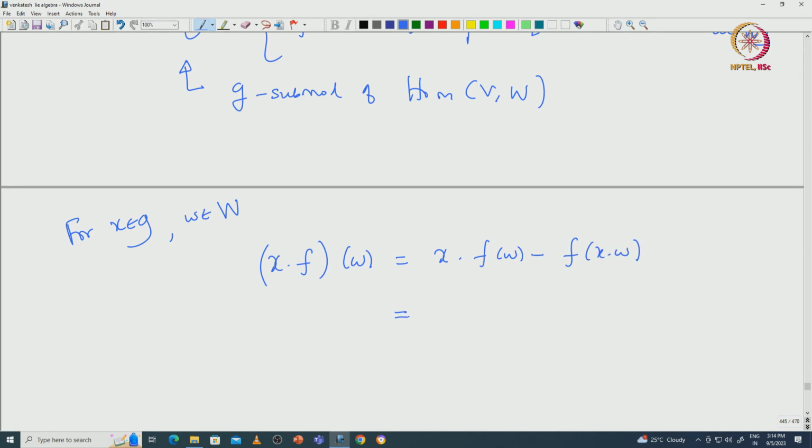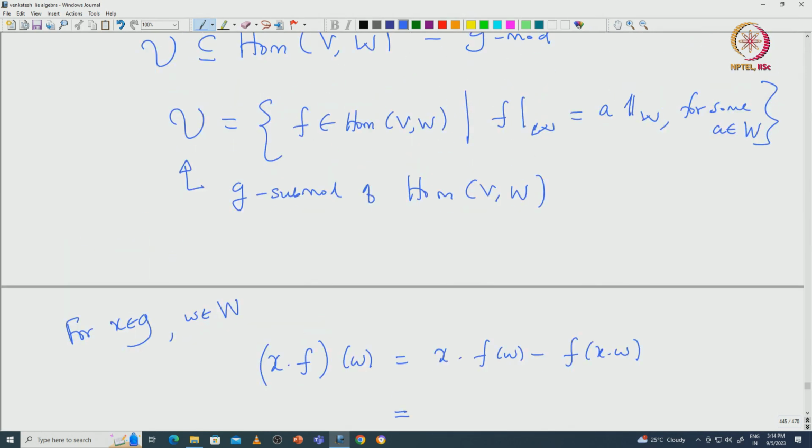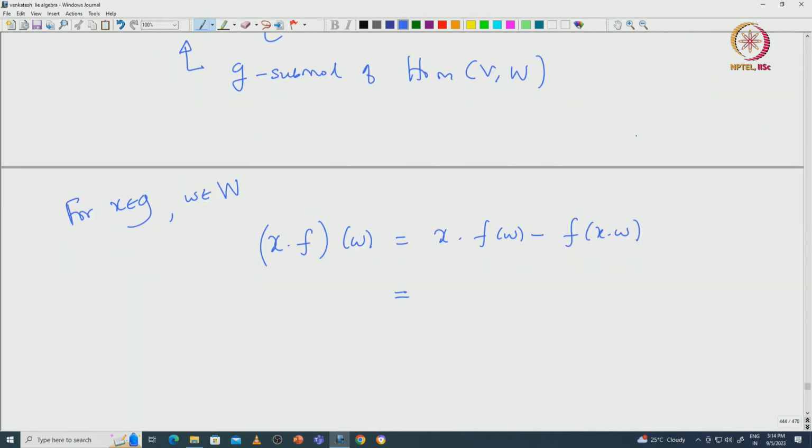Now, note that when you restrict f to W, it is a scalar. So, let us say that f restricted to W is nothing but A times identity. So, this is going to be A times x dot W minus, since W is a submodule, x dot W is again an element of W. In particular, f of x dot W is given by A times x dot W. So we get A times x dot W minus A times x dot W, which cancels, and then we get 0.